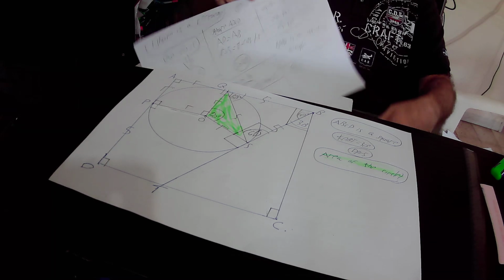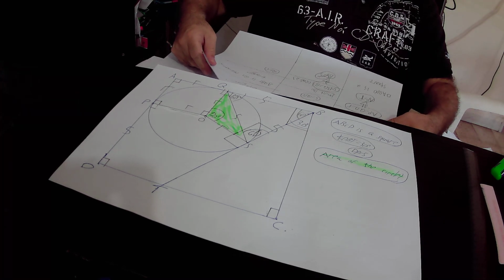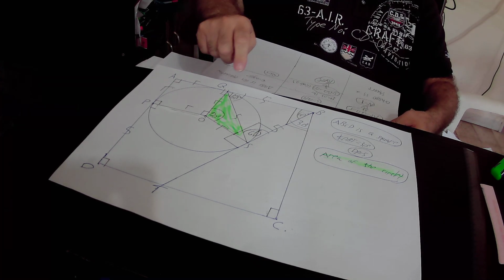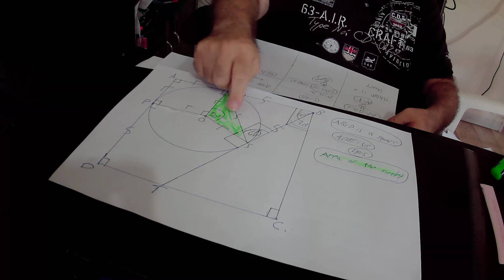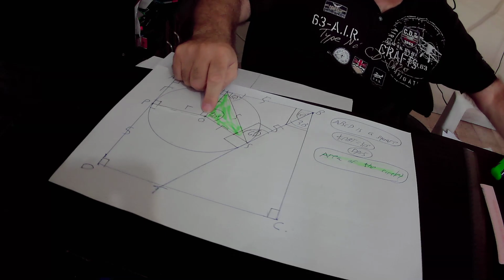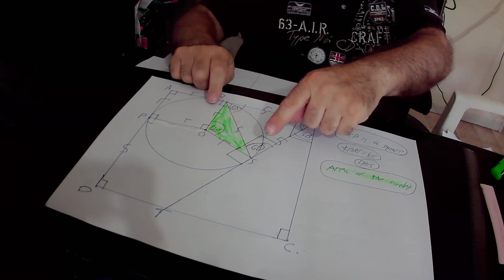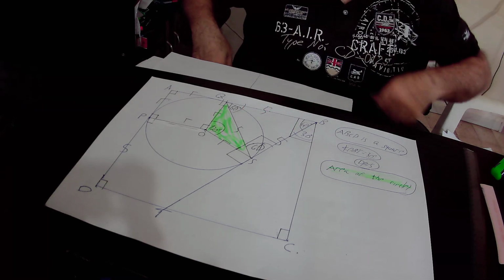Okay, then we actually joined points O and S together by a straight line. Point O is the center of the circle. Point S is a point on the circle itself, therefore OS is the radius of the circle that is equal to R.